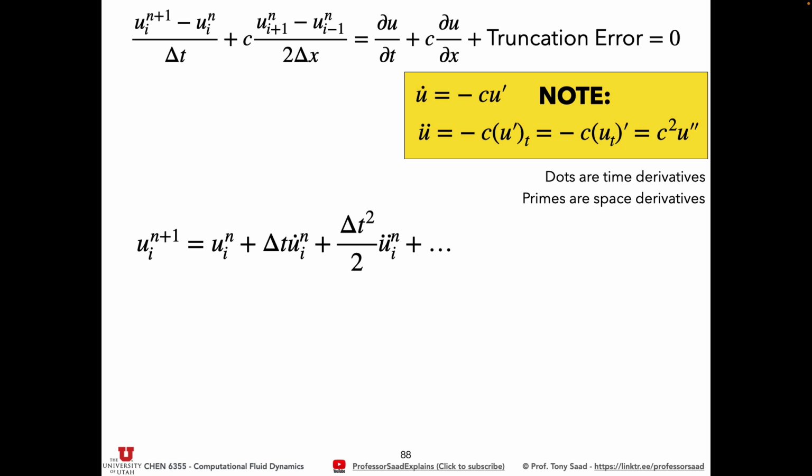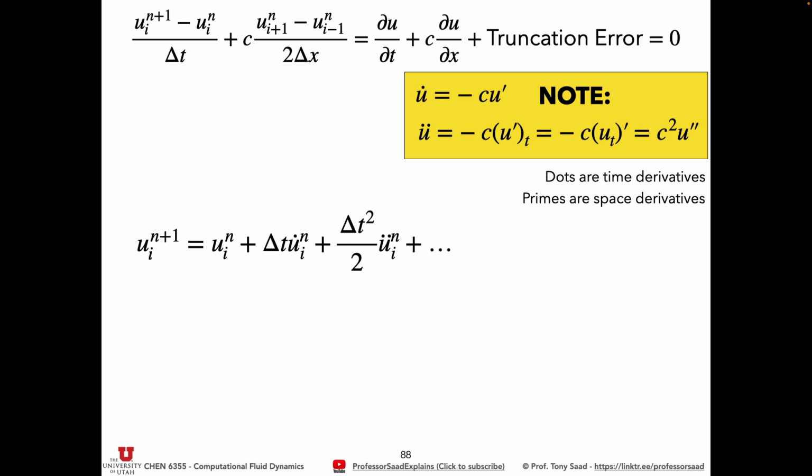It's du by dt equal minus c du by dx. I'm substituting time derivatives with dots and spatial derivatives with primes, just to simplify because I'm going to have so many indices over here. So this is my governing equation, du by dt equal minus c du by dx, or u dot equal minus c u prime. Now, I know beforehand that I'm going to need the second derivative in time and also the third derivative, etc. But I'm going to stop here because that will be sufficient.